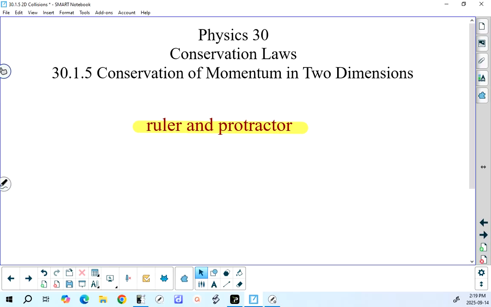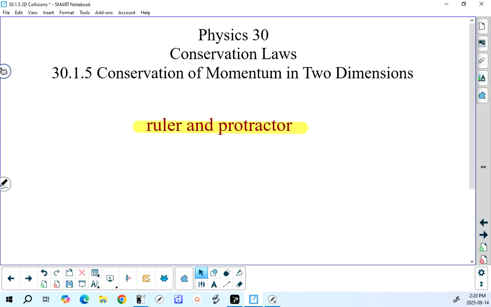We are in the final stretch of Unit 1 of Physics 30. Today we're going to be starting the topic of conservation of momentum in 2 dimensions, and you're going to need a ruler and a protractor for this. As well, for you West Country Outreach students, you can find this lesson on page 27 of your unit handout.